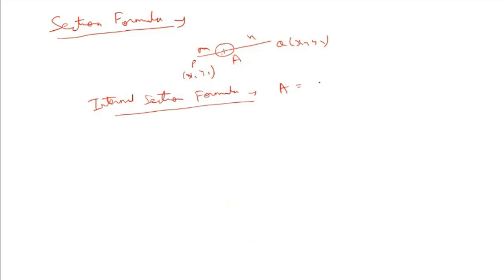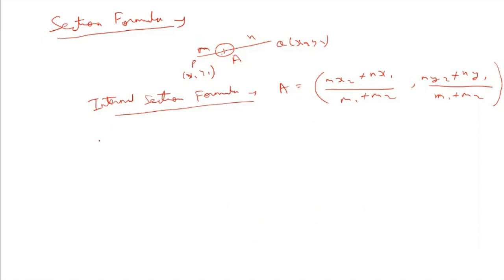For A, the x coordinate will be, you do a crisscross, so m into x2 plus n into x1 upon m plus n. The y coordinate is similar, you do a crisscross, m into y2 plus n into y1 over m plus n. These will be the coordinates for the internal section formula for the point A.